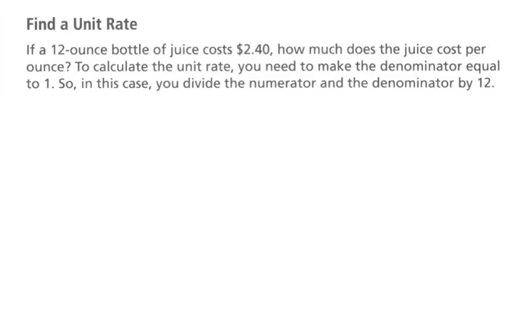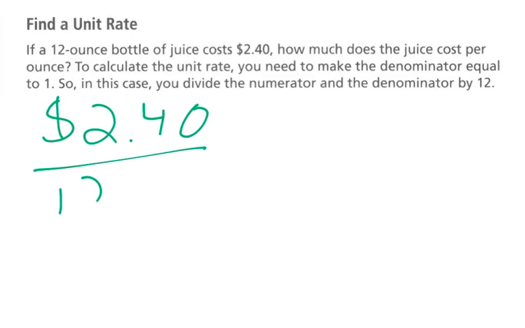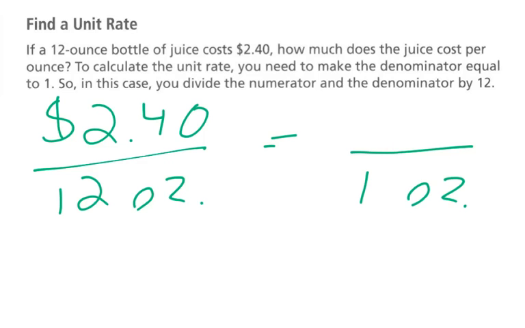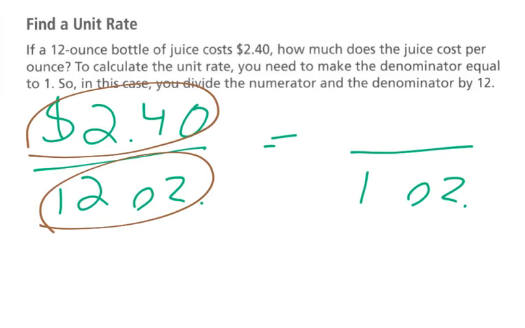So this one tells us what we're doing. So it costs $2.40 for 12 ounces. But we want to know what this is for 1 ounce. So we're just going to divide our top number by our bottom number. So $2.40 divided by 12 gives me 20 cents. So you're spending 20 cents per ounce. So that's our unit rate, 20 cents.